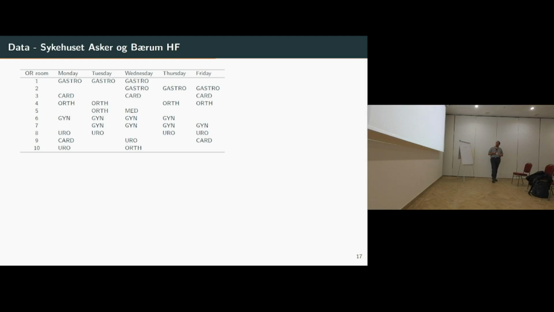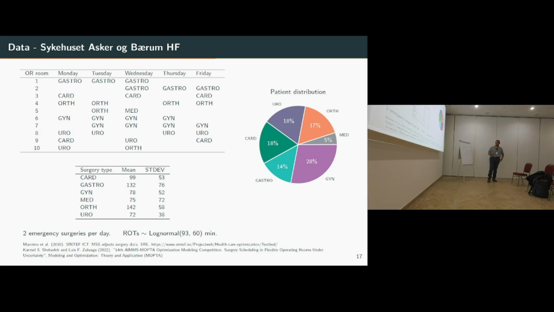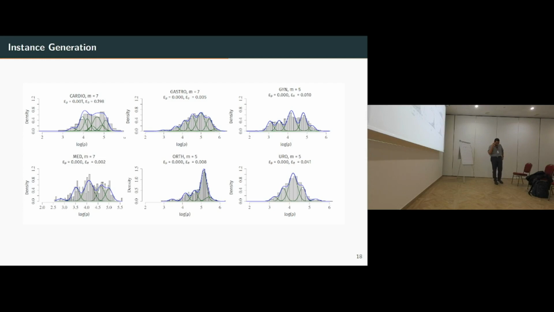So some computational analysis. We took the data from this Norwegian hospital. This is the surgical master schedule. This is the speciality and mean and standard deviation of the operation time and the patient distribution. We also assume two emergencies per day with a distribution like this. We use the data from this one. So we fit a mixture of log normals because we suppose that each speciality has different procedures, and each procedure has a log normal distribution. So this is the fitting. We try to minimize the error in the mean and the standard deviation.